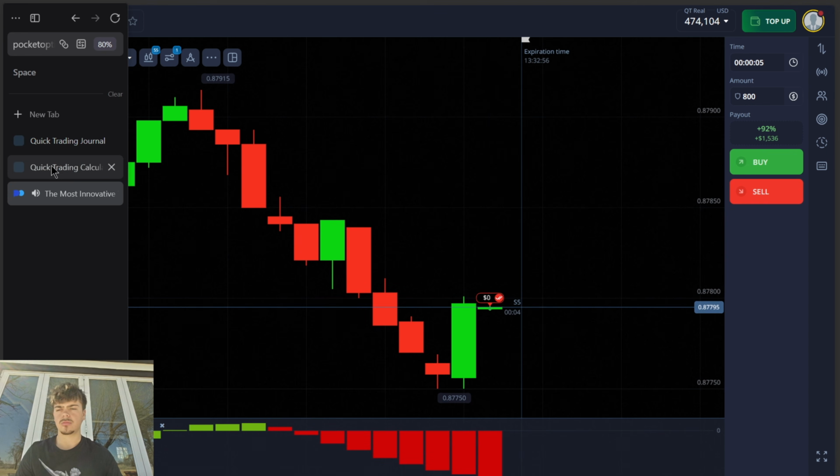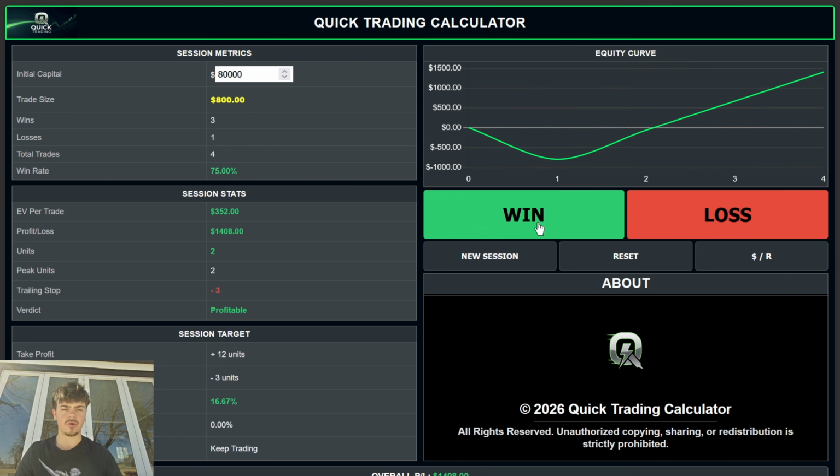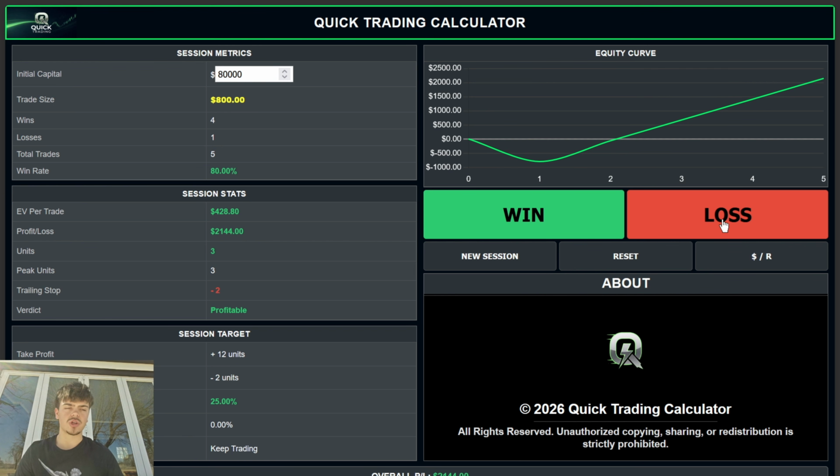And then a loss, right? So we had a loss over there as our first trade. Then we won 1, 2, 3, 4. And then after we ended up winning that 4th trade, we had another loss. So overall, that's going to put us up 2 units.